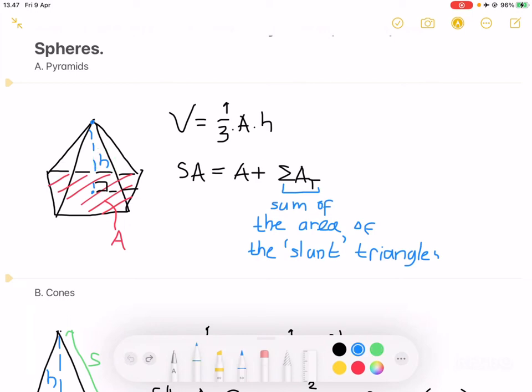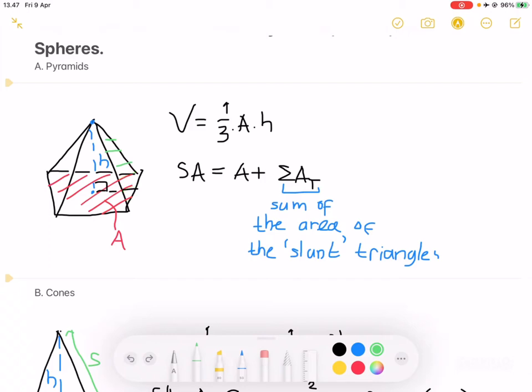Well, the surface area will be the area of the base plus sigma AT, where this thing shows the sum of the area of the slant triangles. And what I mean by that is these triangles that are leaning here.